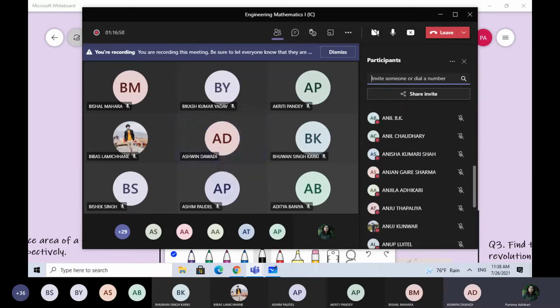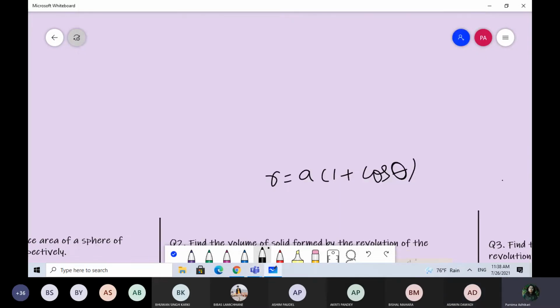Ashwin? Yes, ma'am. This equation belongs to which curve? Cardioid. Yes, exactly. Okay. So in the case of the cardioid, what limits of integration were we taking when we talked about area, and when we talked about length? In the case of the cardioid, what are our limits of integration?